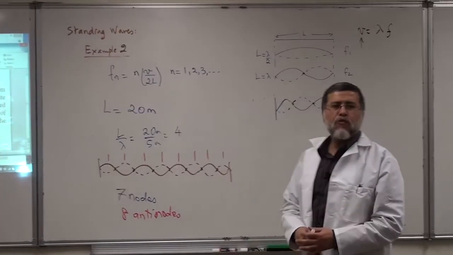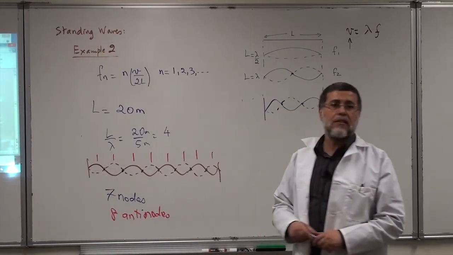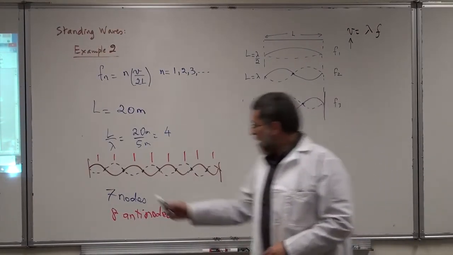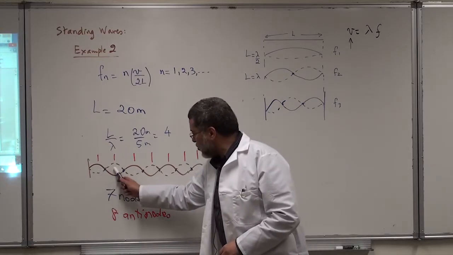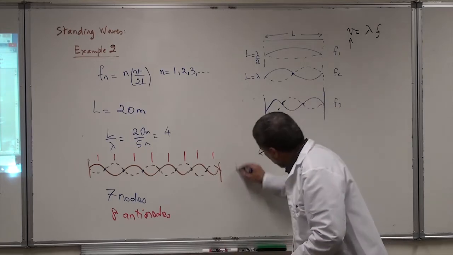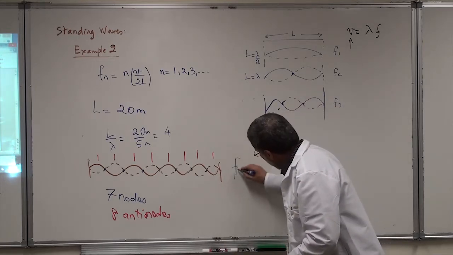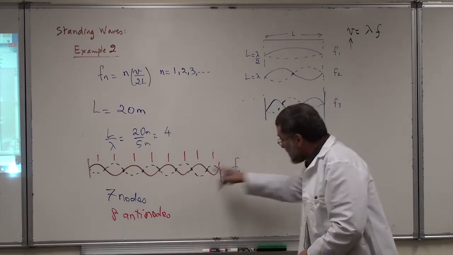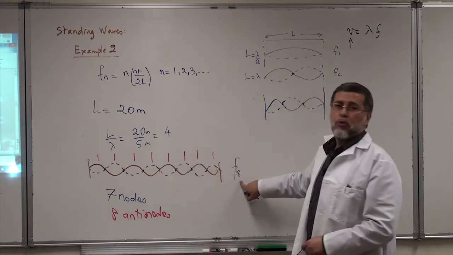Now tell me, which resonant frequency is this? This is F1, this will be F2, F3, F4, F5, F6, F7, F8. So this is F8, okay? This is the 8th harmonic. This figure here corresponds to F8, okay?